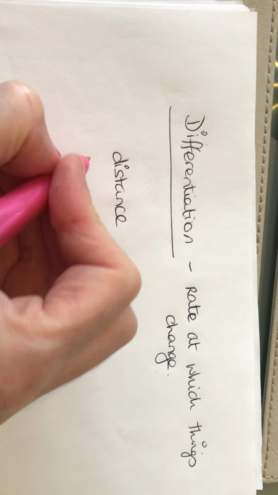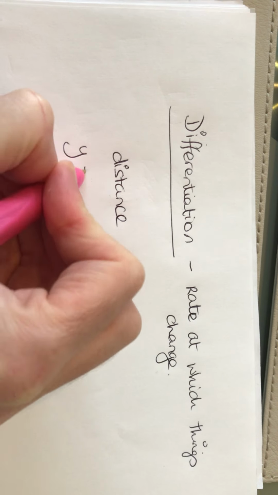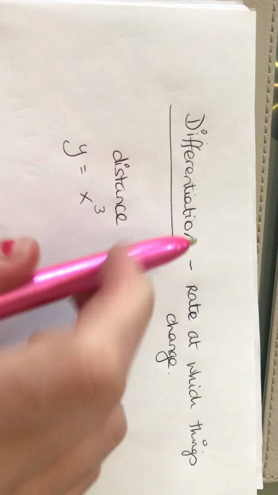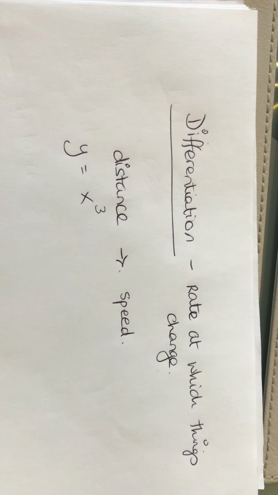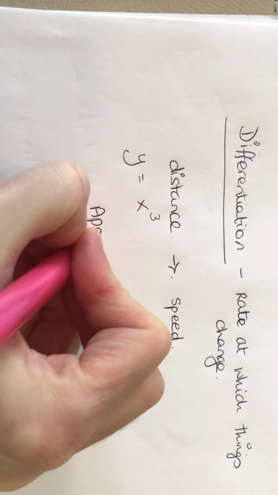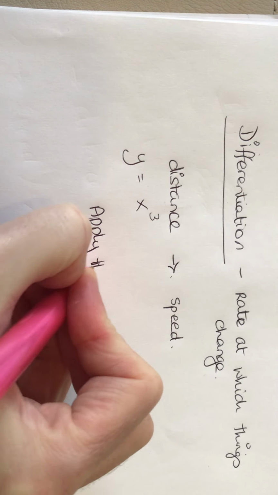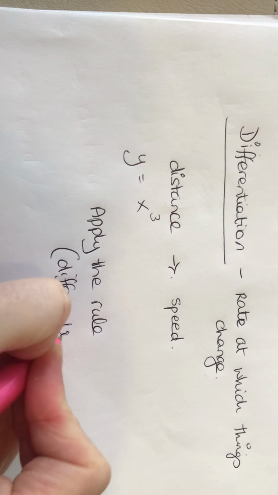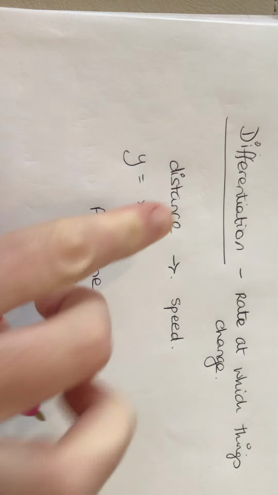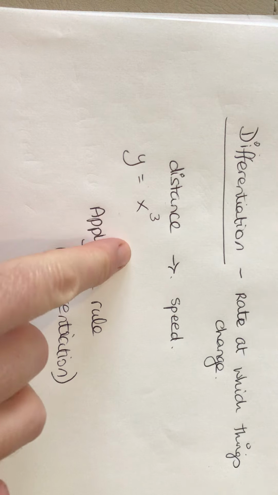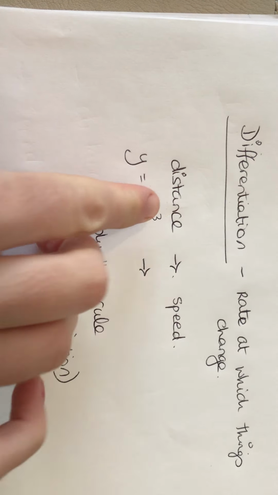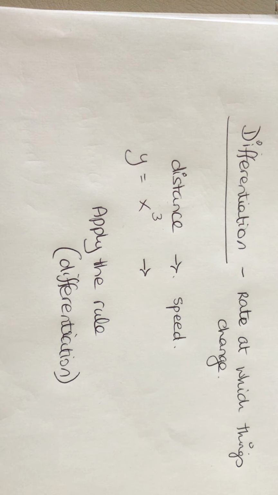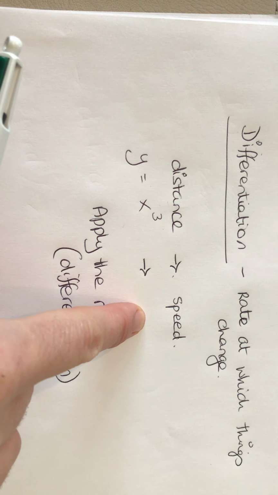So if we get a function, let's say the function is x cubed, and if we apply a rule to it, so I'll talk about the rule in a few minutes, the differentiation rule, or the rate of change rule, we will get a formula for speed. So if this was the formula for distance, and we apply this new rule, which I'm about to show you down here, then you would get a formula for speed.